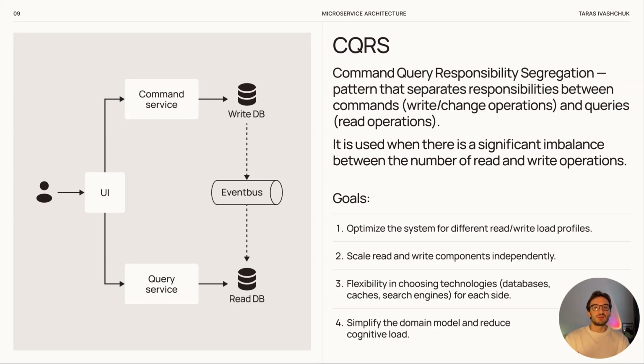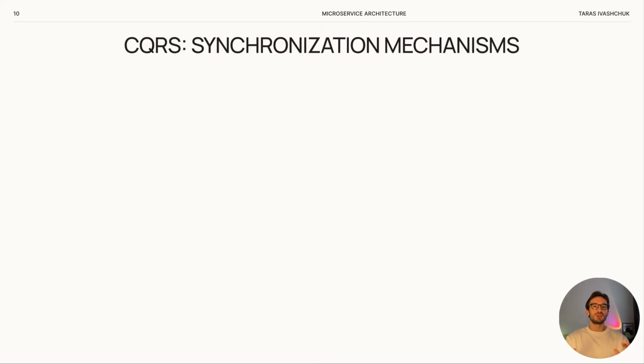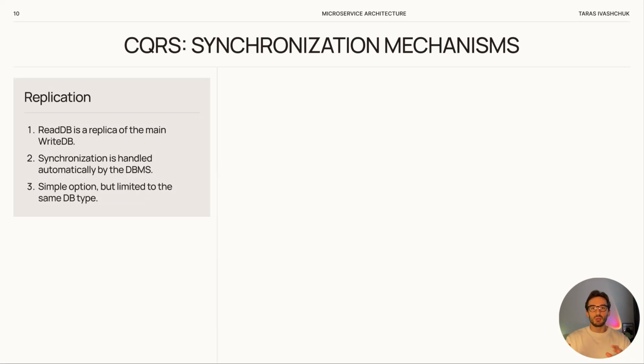On the other side, when the client sends a query, for example, get order list, this request goes to the query service. The query service reads directly from the read database, which is optimized for fast read. Well, for synchronization, we can use different mechanisms. In the simplest case, if the write database is the main one and the read database is just its replica, then synchronization happens automatically with the tools of the database itself.